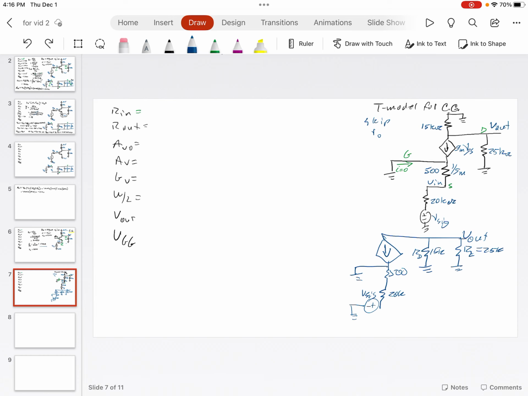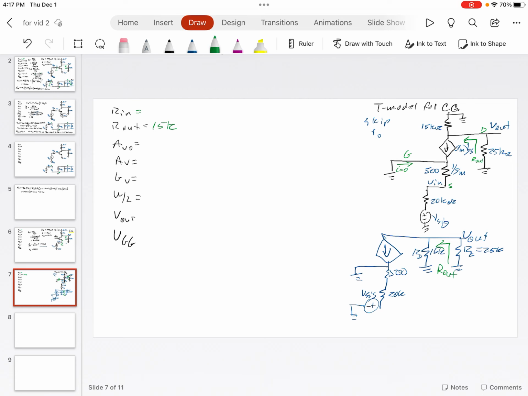R out is what the load sees. So that's what this sees. What the load sees is looking into here. That's R out. And R out is simply, the load is simply seeing 15K. So R out is 15K.